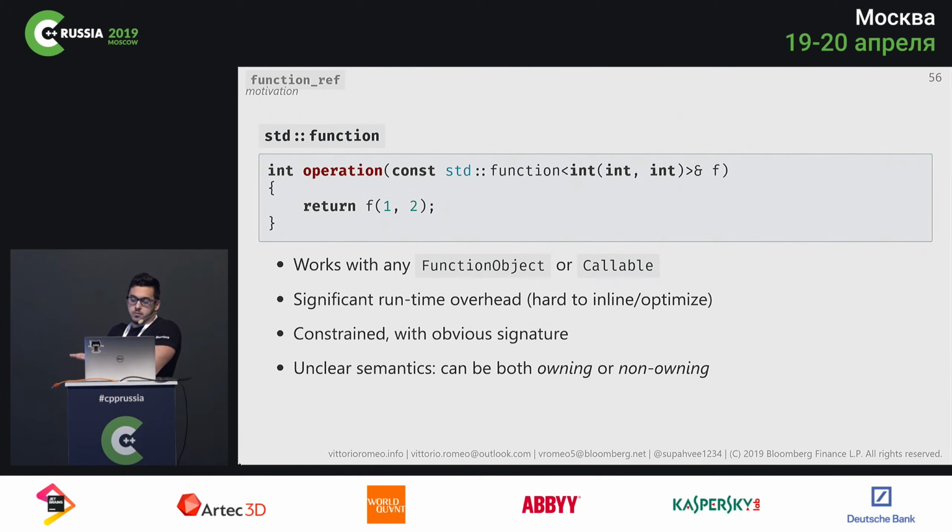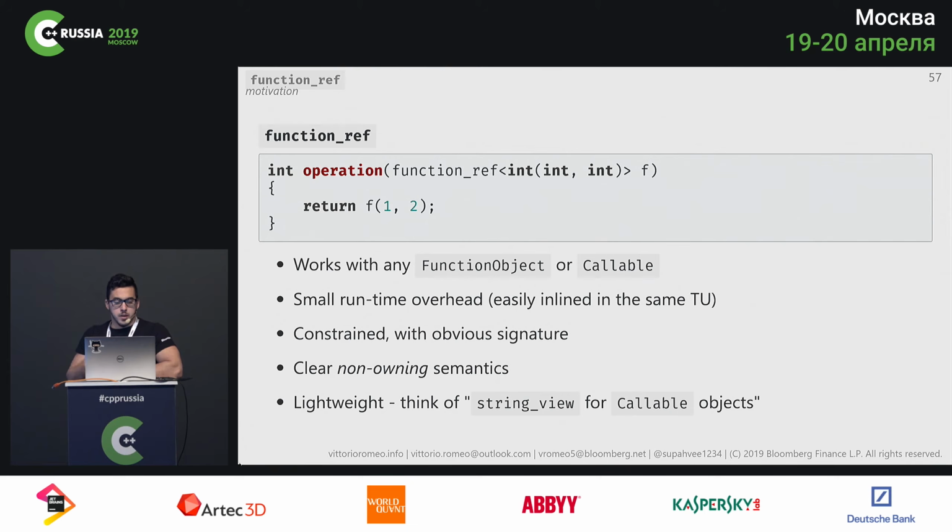And one other, maybe this is kind of a stretch, but it also can have unclear semantics, depending on whether you initialize it with a function or maybe a reference wrapper. Then you can have either reference semantics or value semantics. Again, this is not a major issue, but it would be nice if we had certainty about what this thing is doing by just simply looking at the signature.